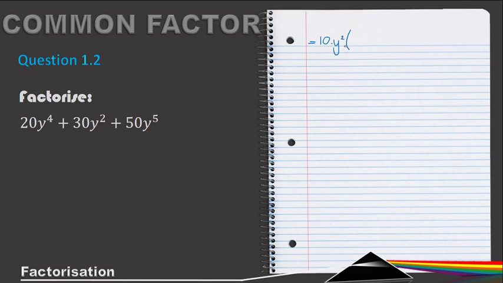Then we open our brackets. Now from here, if I take out 10y squared, I am left with 2y to the power of 2. So notice if I multiply it back in, I'll get 20y to the power of 4 again. And then plus 3, and y squared is taken out. And then plus 5, y to the power of 2 is taken out, so I'm left with y to the power of 3.